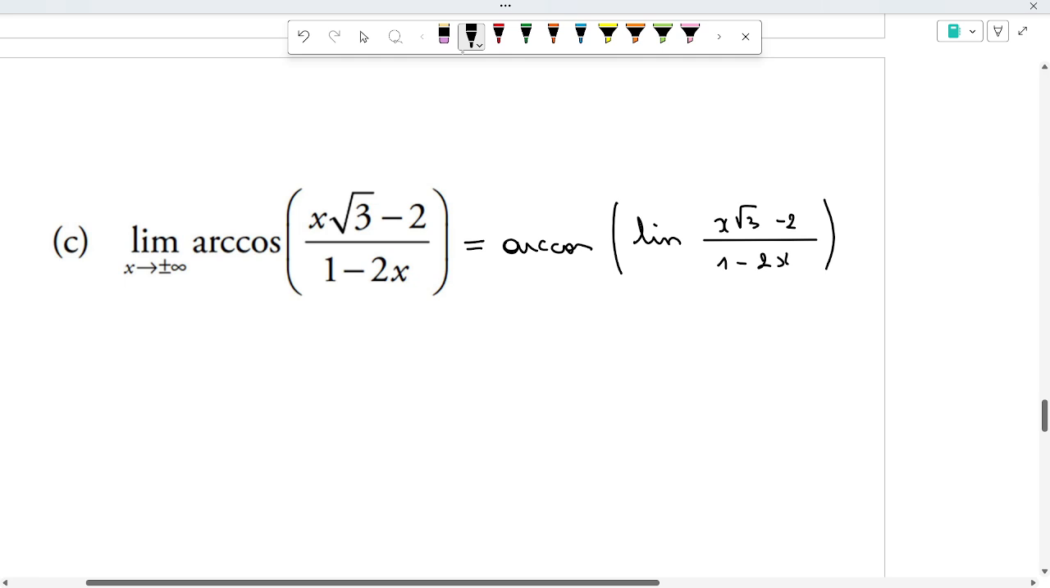But now we have the limit of a rational function when x is approaching positive or negative infinity. And when x is approaching infinity, we know that we only have to look at the terms with the highest exponent, both in numerator and denominator. So we have the limit of x multiplied by square root 3 divided by -2x. So we get arccosine of negative square root 3 divided by 2.